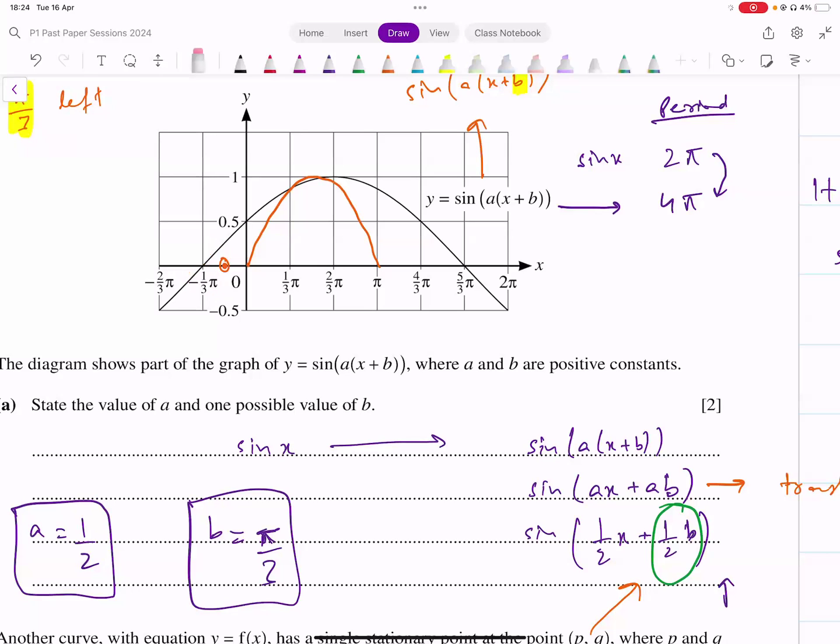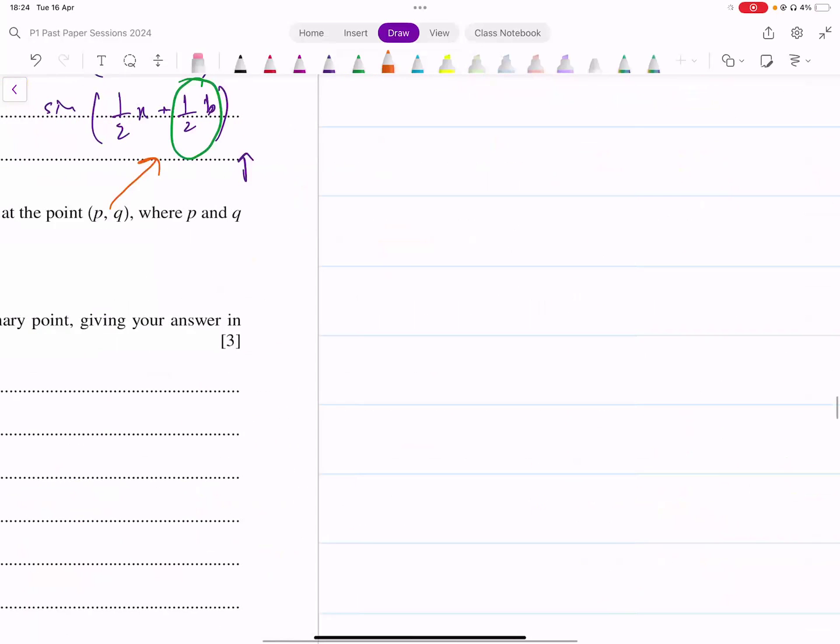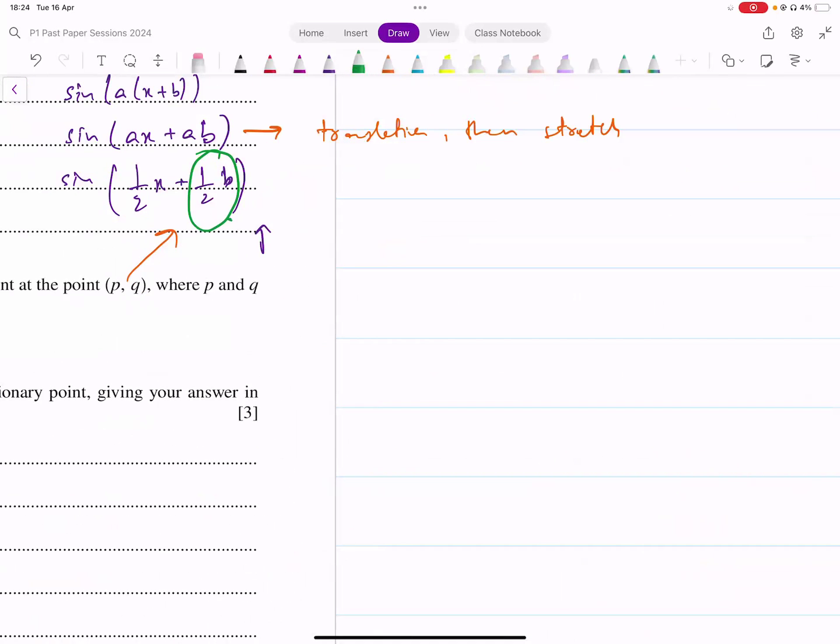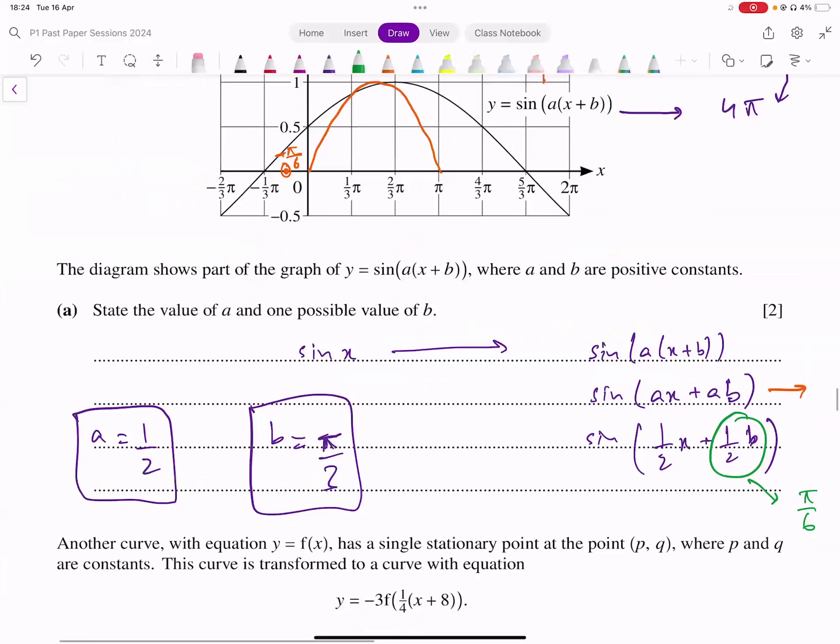Now, what's this midpoint? The point between pi over 3 and 0. This is going to be minus pi over 6. That means it's pi over 6 to the left. So this number here, that's encircled here, should have been pi over 6. So 1 over 2 into b equals pi over 6. That also gives you b equal to pi over 3. But that, I think, in this particular case makes it slightly more complicated. That's why they've given it in this form.